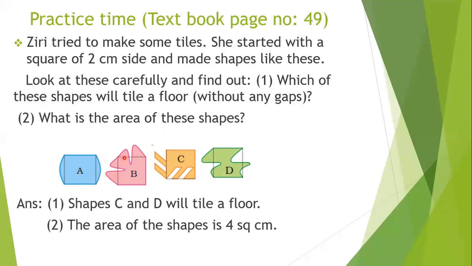In the same way, this figure also has some gap in between, but if another tile of the same type is brought near, that also is not going to fill these gaps, because this side of the tile does not have any projection out. If any projection is there, that only will fill these gaps. So this tile B also will not be able to be used to fill the floor.